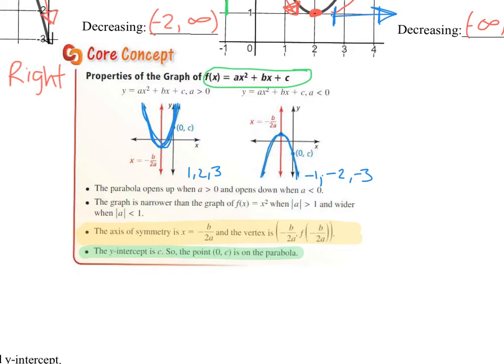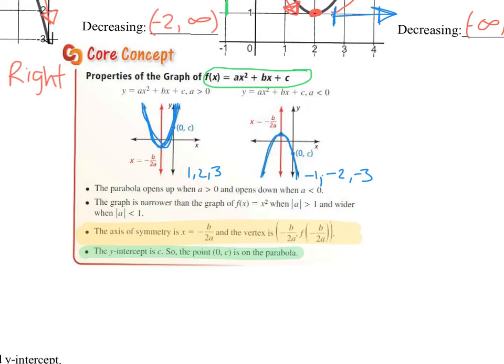Now, it goes on to say that the graph is narrower when the a value is greater than 1, and then it's wider when the a value is less than 1. That will be articulated more when we talk about transformations, but we'll wait till we discuss transformations in more detail, okay, with quadratics.